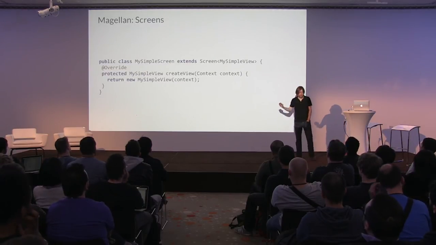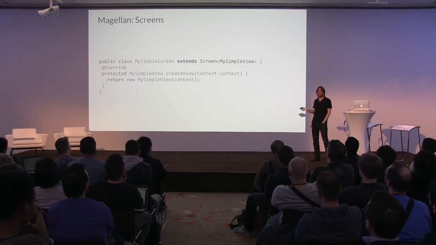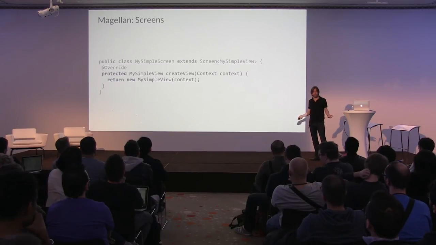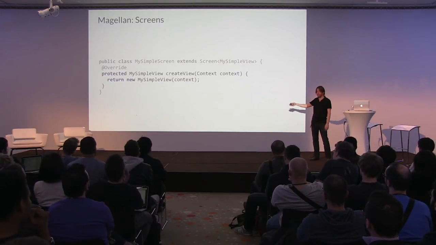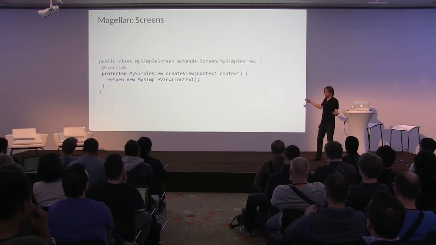How do I implement my screen? I only need to extend Screen, and I only have one method. That's it. To create the view, right? Remember, on my stack, my navigator asks my screen, please give me a view. I need to display you now. And so that's it. You have one method, createView.